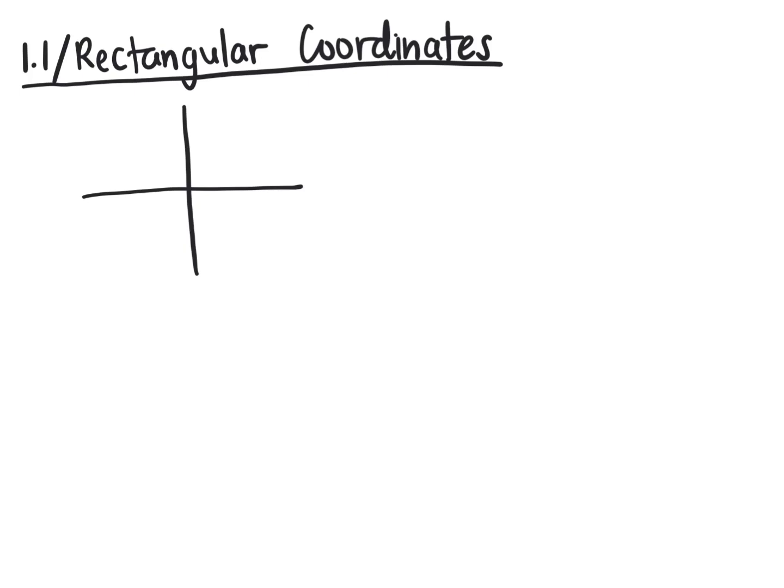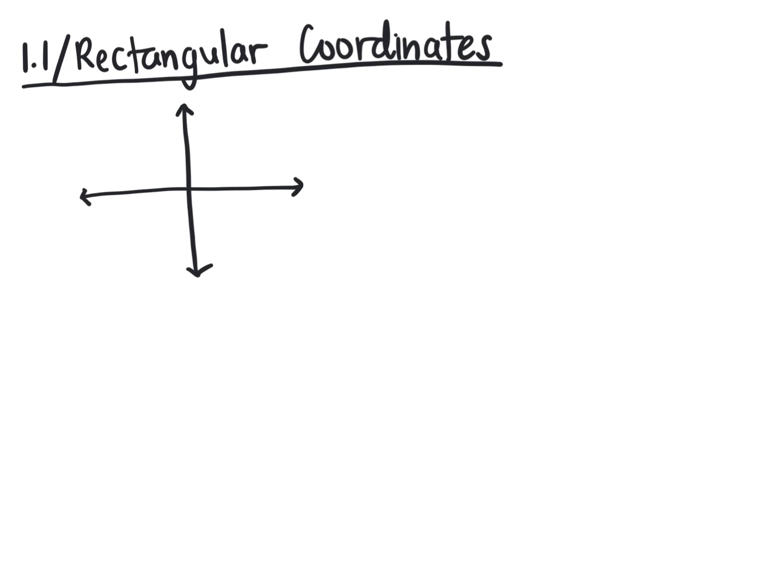1.1 Rectangular coordinates. If you're drawing a coordinate plane, we want to have it, most of the time, centered around the origin like this. We will want arrows at the end of every line. Arrows indicate that I could continue counting in that direction if I wanted to.